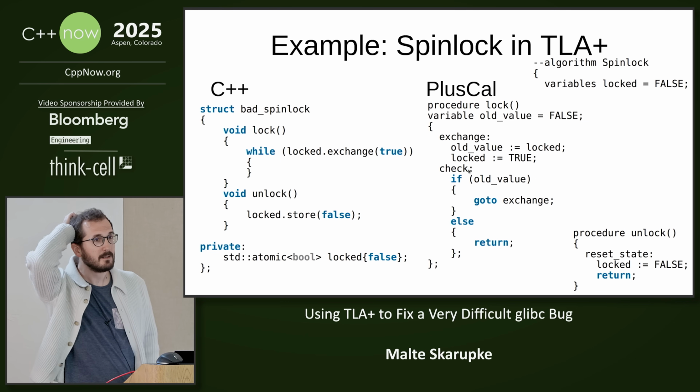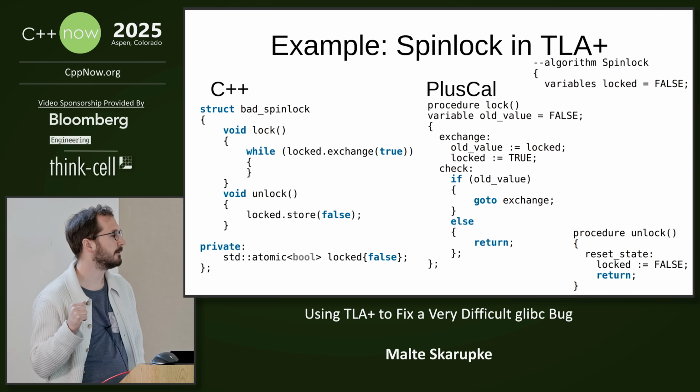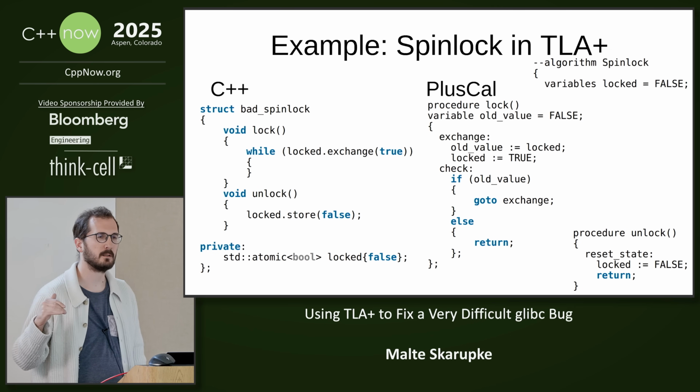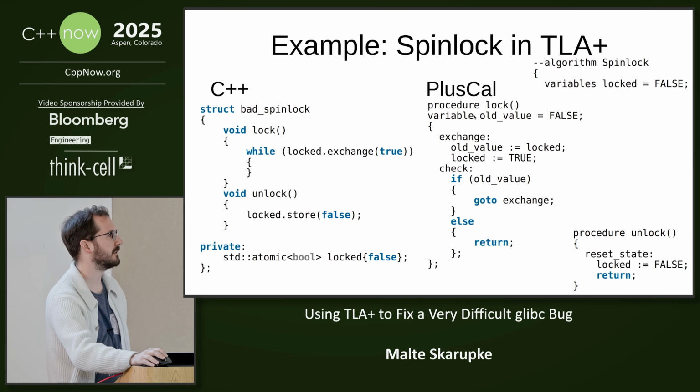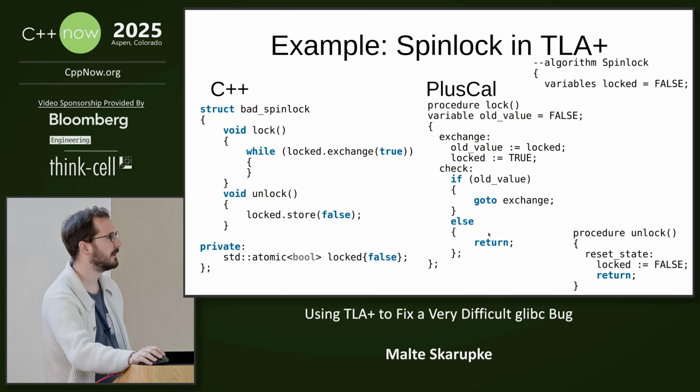Question: if you put a label but never say go to that label, does that also mean non-atomic? When TLA+ explores the state of possible interleavings, it will stop at every label. The goto is just telling it to go back to that label. There are also loops, but I just wanted to show the goto. And then the check is: if the old value was locked, loop; otherwise you have the spin lock. And unlock is the reasonable thing.